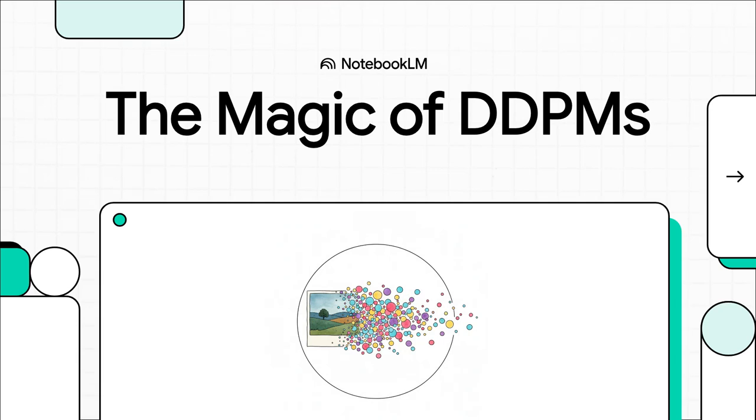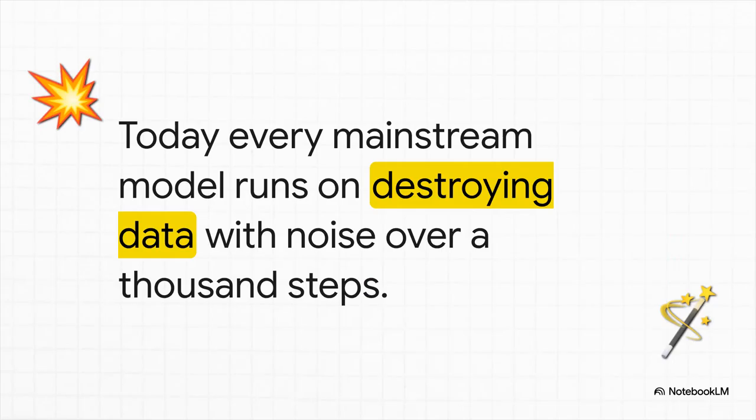Welcome to This Explainer. Today, we're unpacking the exact architecture powering the generative AI revolution, denoising diffusion probabilistic models. If you've ever wondered how a simple text prompt turns into a photorealistic image, a high-definition video, or even a completely original piece of music, well, you're in the right place. We are going to break down the science, the math, and the engineering behind the absolute most important framework in modern artificial intelligence.